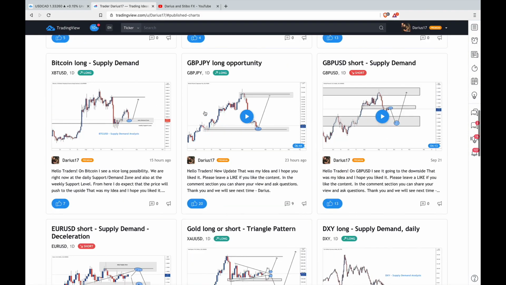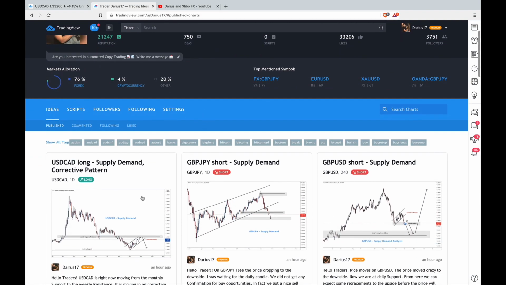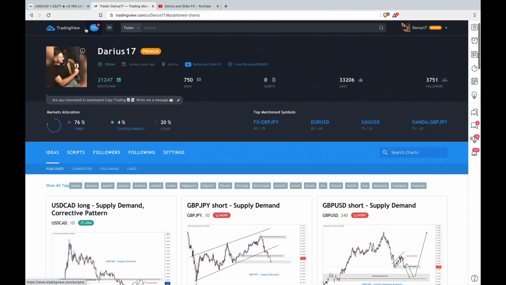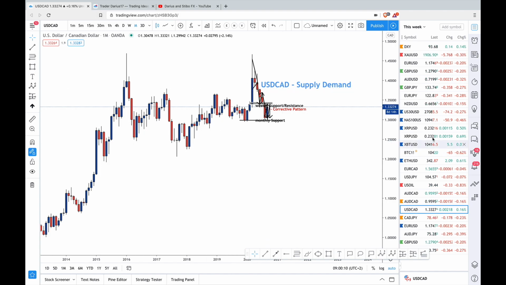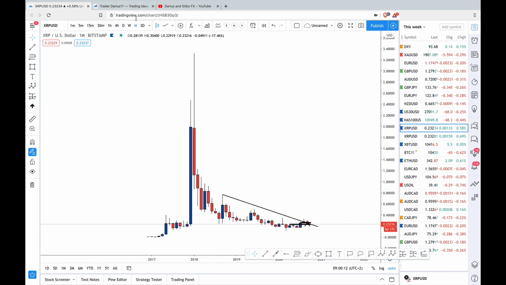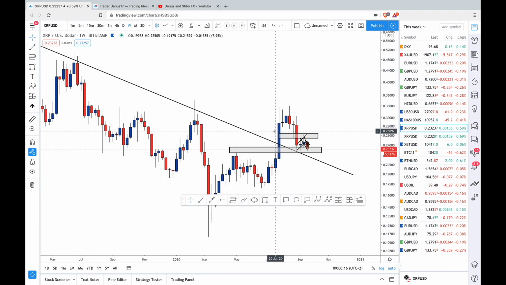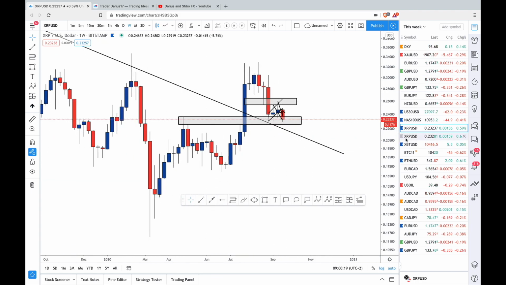So guys, I think that we are done. USDCAD, GBPJPY, GBPUSD, DXY, EURUSD. Yes, maybe just a quick update for my cryptos that I like. Yeah, Ripple, you all know Ripple is the best.